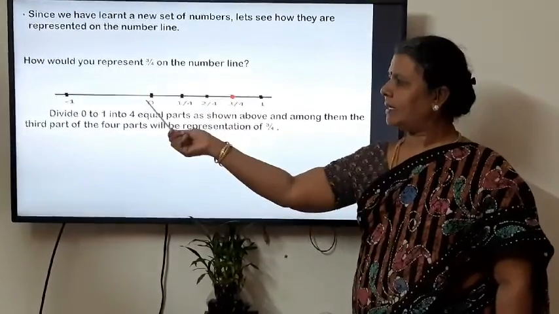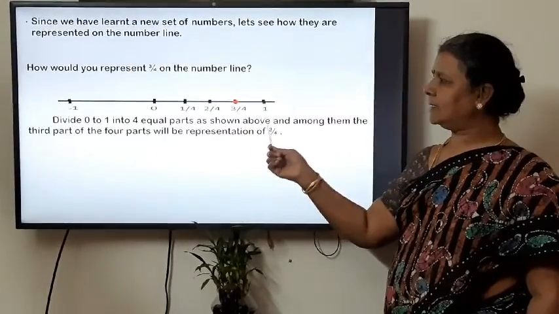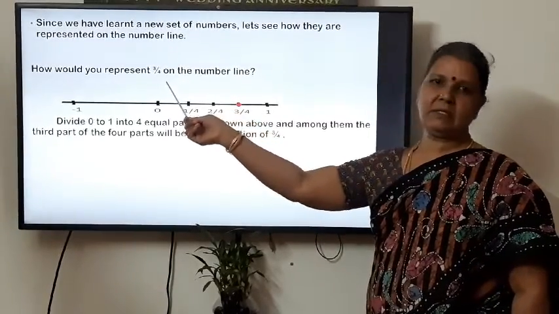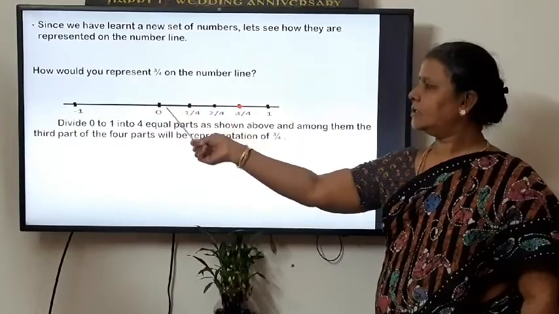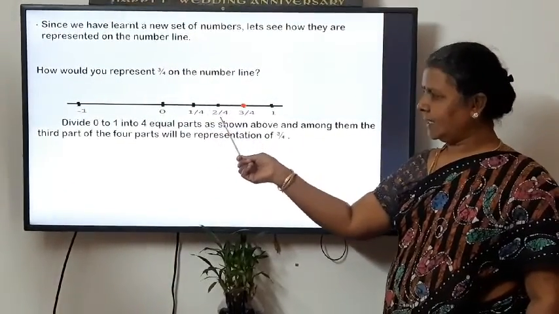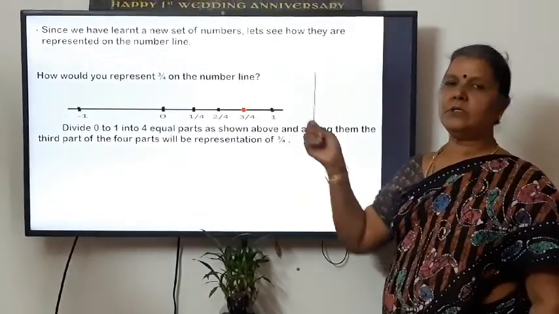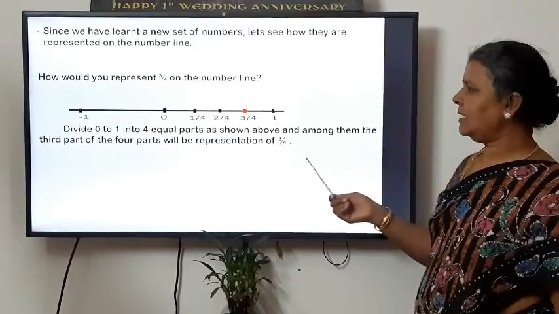This is definitely less than 1. So you take a number line 0 to 1. Divide 0 to 1 into 4 equal parts because the given rational number contains 4 in the denominator. So divide it into 4 equal parts and first part is 1 by 4, second part is 2 by 4 and 3 by 4. We are marking like this. This is the way to represent a rational number on number line.